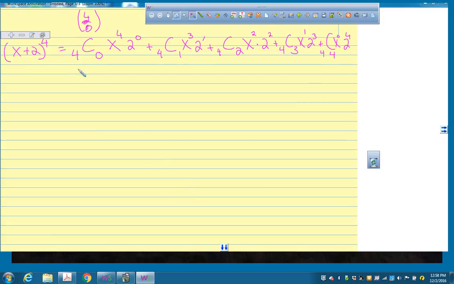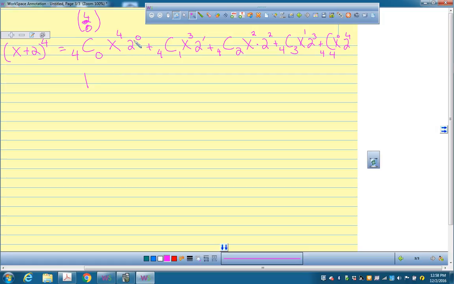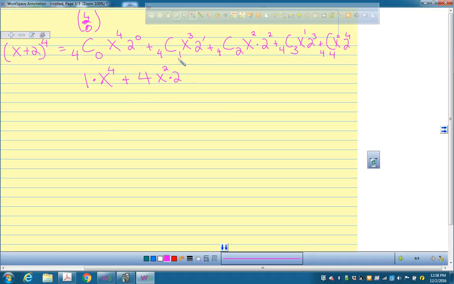So now we're going to compute these. What's n combination 0? 1. What's 2 to the 0? What's anything to the 0? 1, right? So this first term just becomes x to the 4th power. 4 combination 1, that would be the second term, it's just 4. So 4 combination 1 is just 4, x to the 3 times 2, right? 2x.